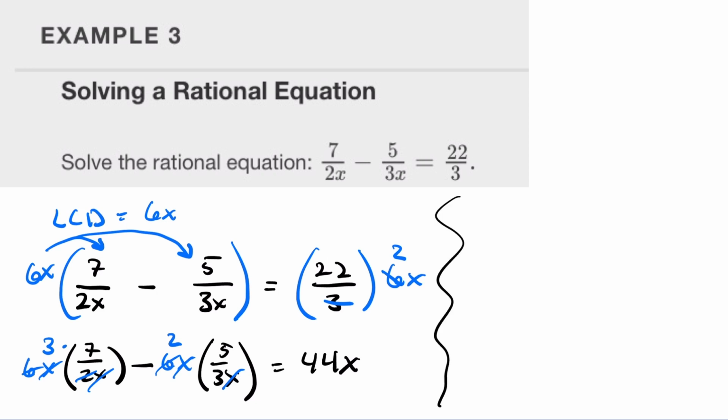So now at this point, we have 21 minus 10 equals 44x. I'm just going to reverse the order. So now we have 44x equals, what is that, 11? So then x equals 1 by 4.